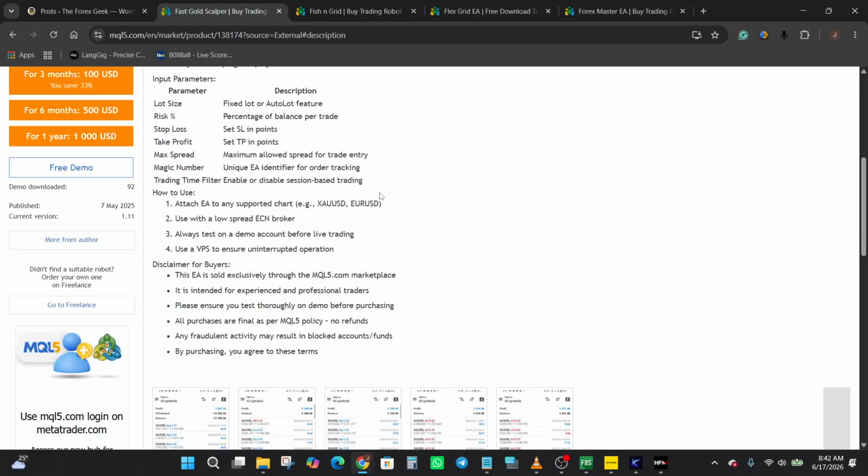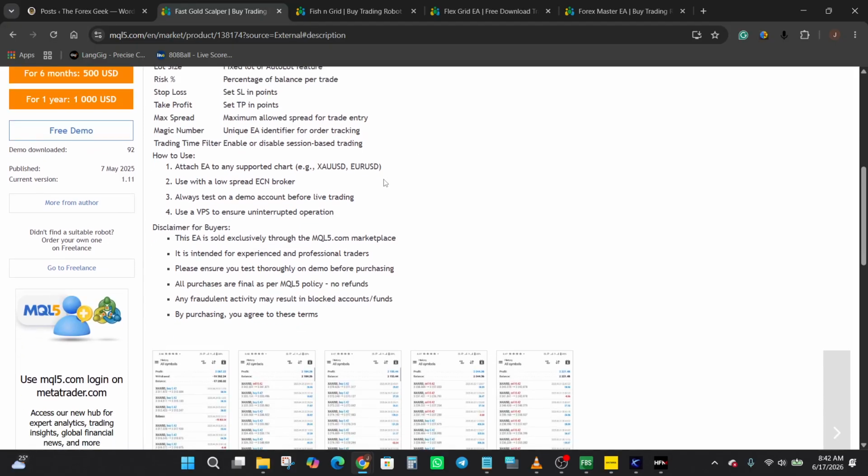All right, while the trading time filter can be enabled or disabled for session-based trading preferences. The developer also notes that the EA is optimized for low spread ECN brokers and recommends using a VPS to maintain uninterrupted operation. As always, they advise traders to test on a demo account before considering live deployment.